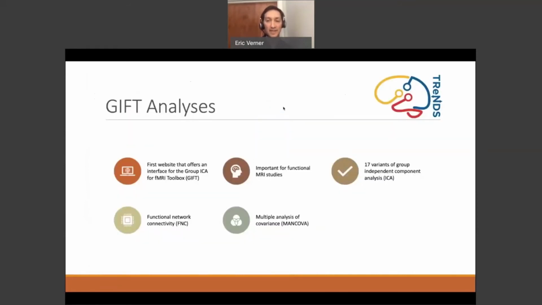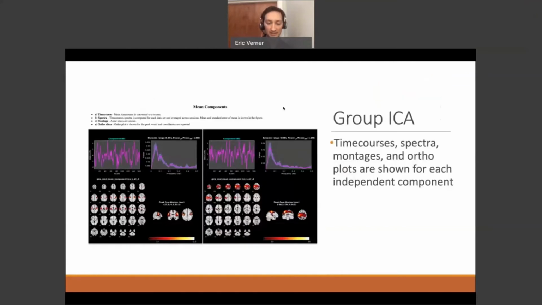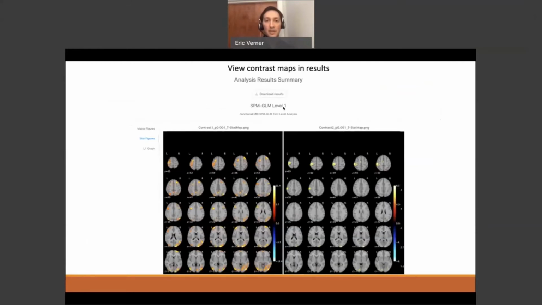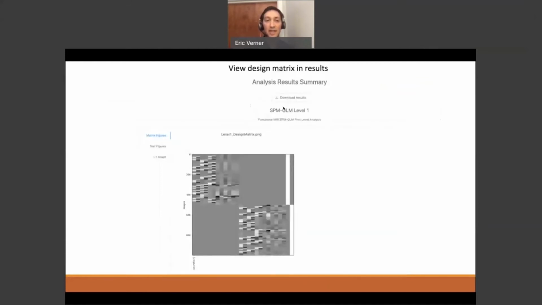We do the GIFT analyses, including 17 variants of group independent component analysis. GIFT is one of the two major Group ICA toolboxes in use today. Here's an example of Group ICA. Here's the montage plots, time courses, and spectra for each component. Here's SPM GLM. You can see the parts of the brain that are associated with a task. And the design matrix.